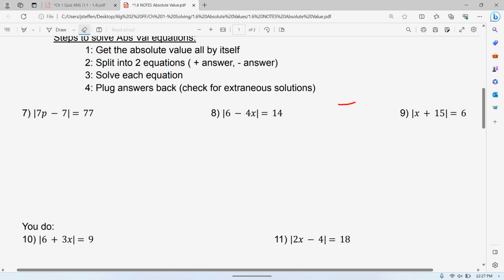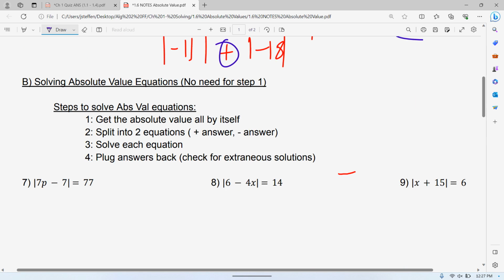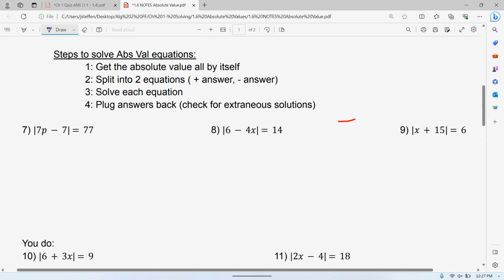Just like we talked about on this one right here, that X in there could be a +6 or a -6, and you'll still get +6. It could be either one of those, it could be both of those. Now the only difference is instead of just having an X, we have a formula. We have a 7p minus 7. So that inside could be 77, and that would work. Or that inside part, 7p minus 7, could be -77.